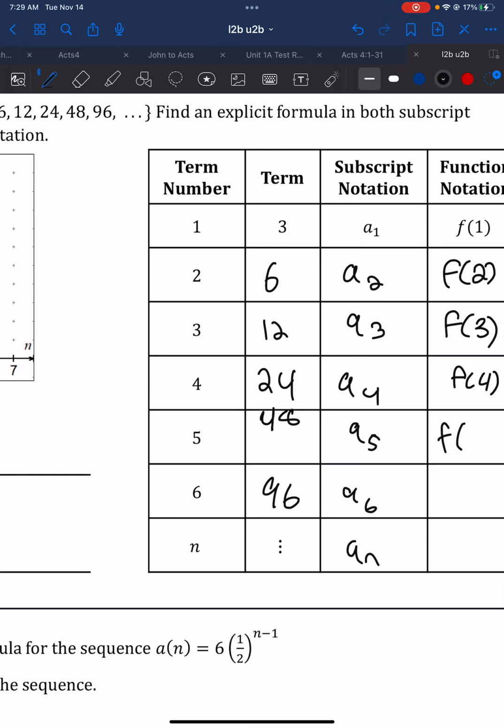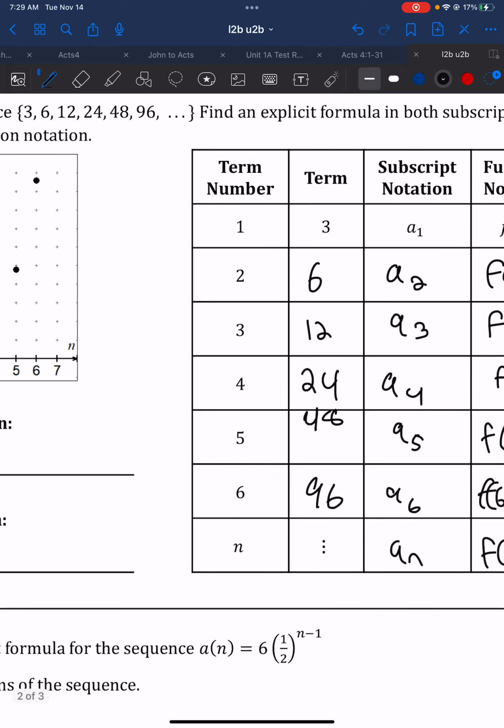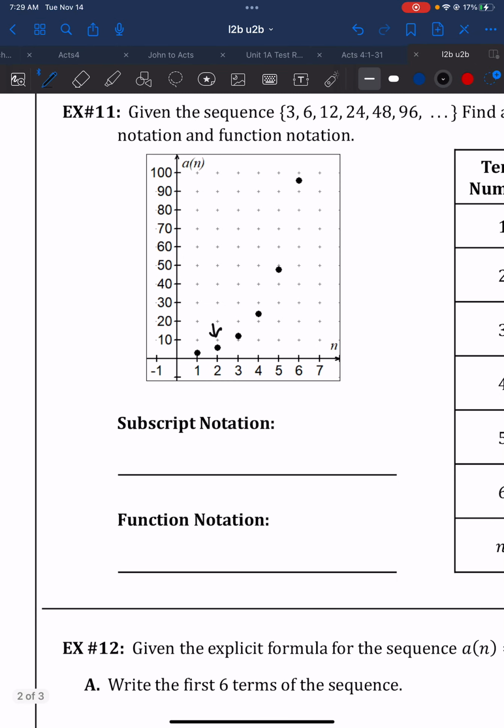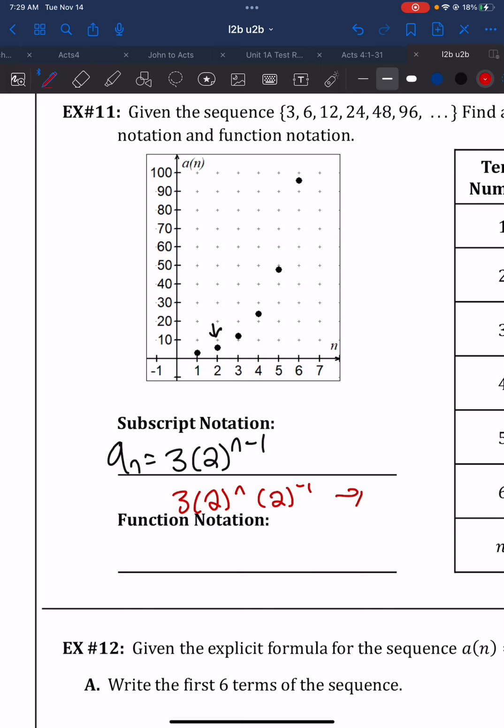The main function of this table is to show you that this is doing the same exact thing. For subscript notation, it's just going to be the normal thing. My first term was 3, and my ratio is 2, so 3 times 2 to the n minus 1. If I break this apart for function notation, this is going to be 3 times 2 to the n times 2 to the -1. On this part, you're just doing 3 times 2 to the -1 to rewrite it.